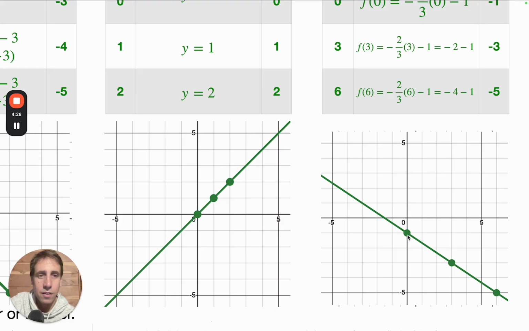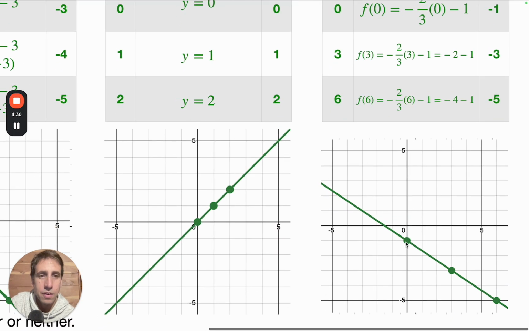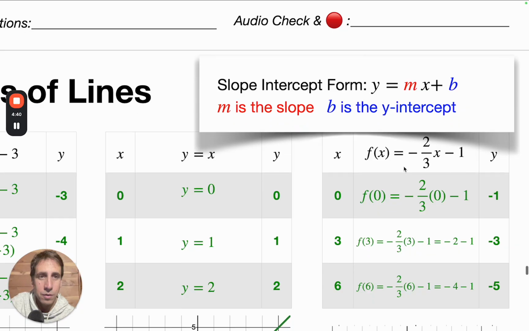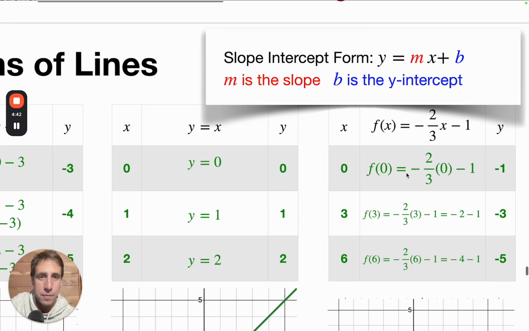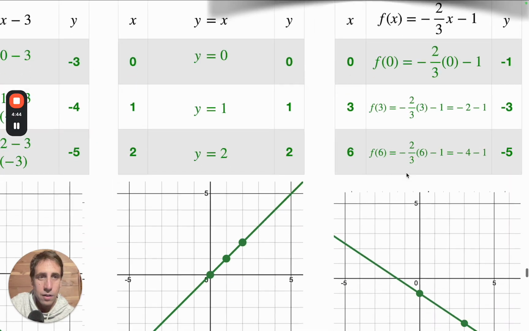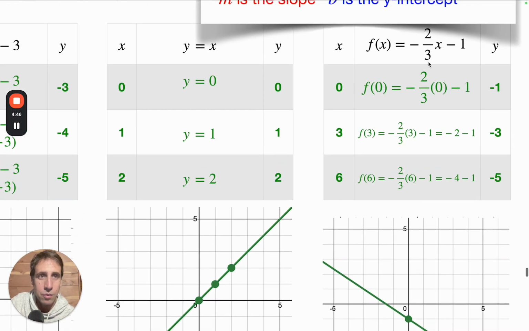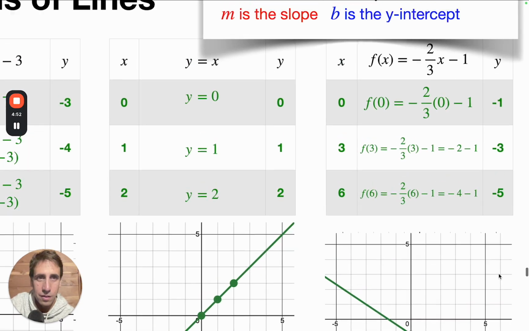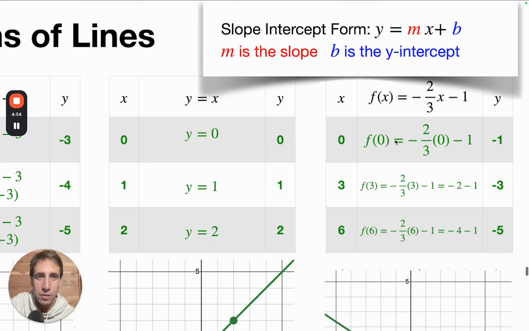And you can see 0, negative 1, 3, negative 3, 6, negative 5. It's actually going down, which we anticipate. We recognize this is a negative slope. And it's going down, down 2 over 3, down 2 over 3, down 2 over 3, which is what we'd expect from this slope. Yay.